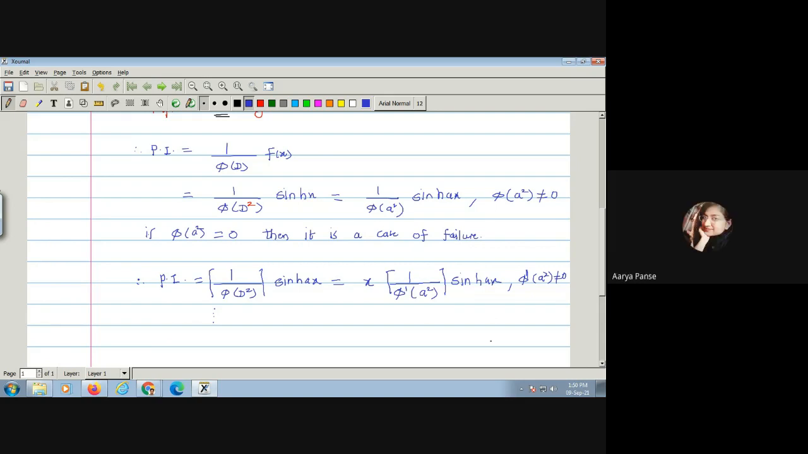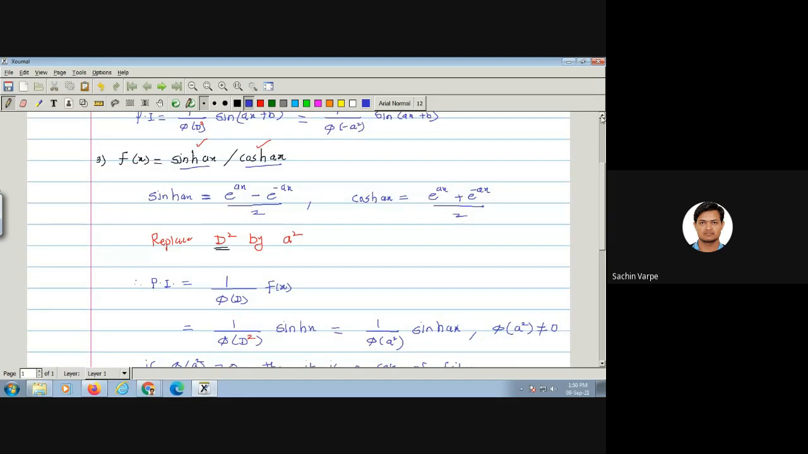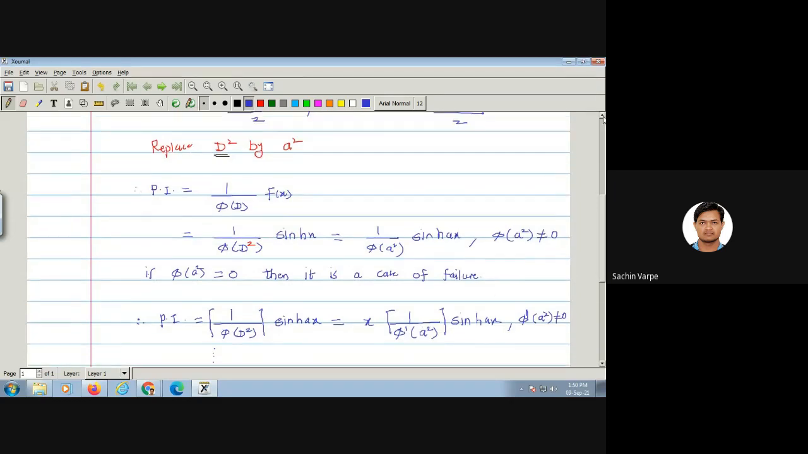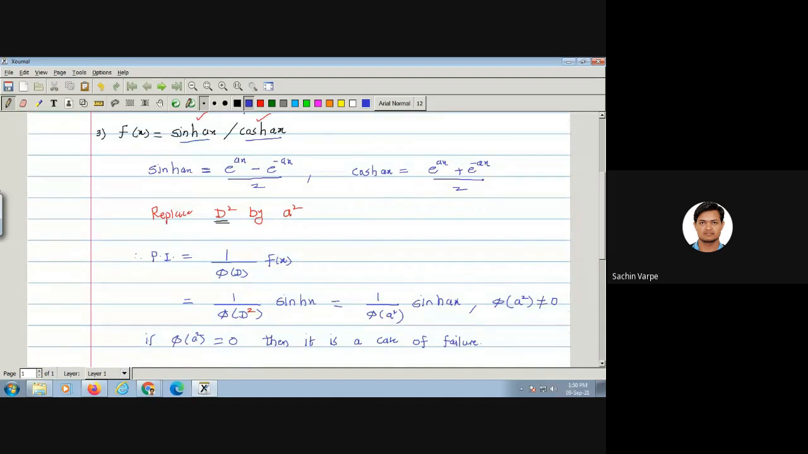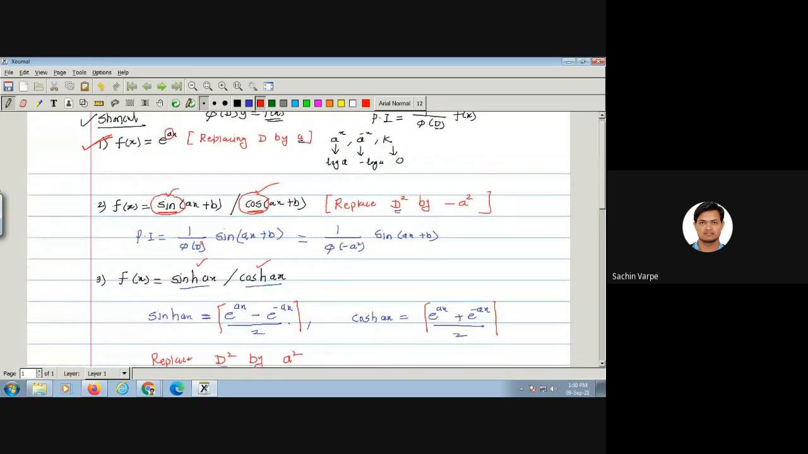Okay, so here the point is, according to the difficulty level of the question, sometimes the question is getting difficult by replacing D square by plus a square. In that case, we can take the exponential forms of sine and cosine, hyperbolic sine and cosine, and then we can use the first case, because the first case is related to the exponential function. Clear? So we'll discuss both of these questions.